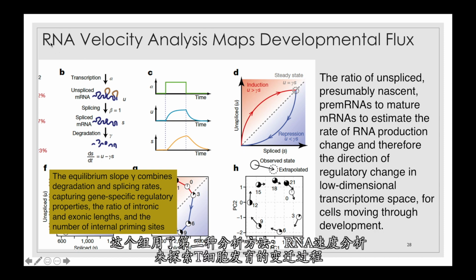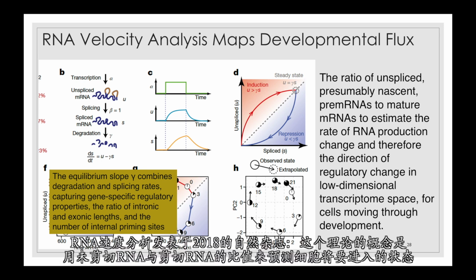So to answer this question and to find the authentic explanation of this overlapping phenotype, the group used a second analysis, called RNA velocity analysis, to map the developmental flux of T cell development. This analysis was newly published in Nature in 2018. The concept is to use the ratio of unspliced and spliced mRNA to predict the status the cell is going to be in.